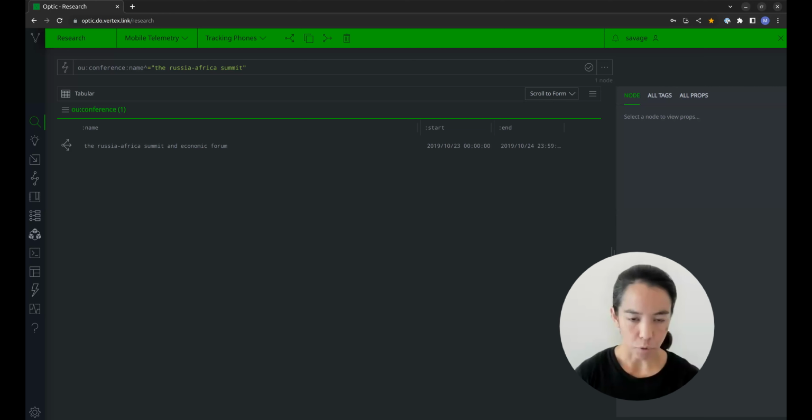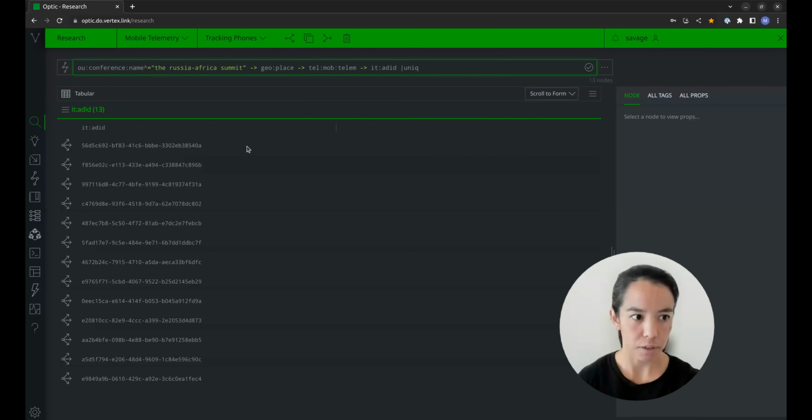So this was our starting point. We were interested in identifying phones that appeared beaconing from the site of this conference. This conference was hosted at a park called the Sirius Science and Technology Park in Sochi. So we focused on phones that were beaconing from that location at the time of the conference, and we found 13 different phones. And I'll go ahead and run this query.